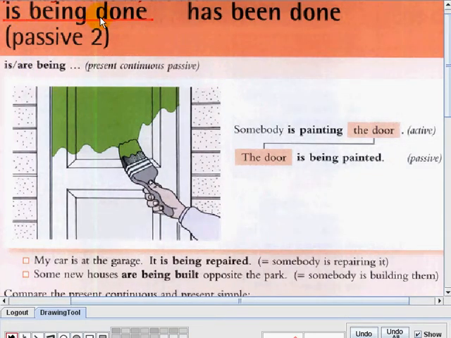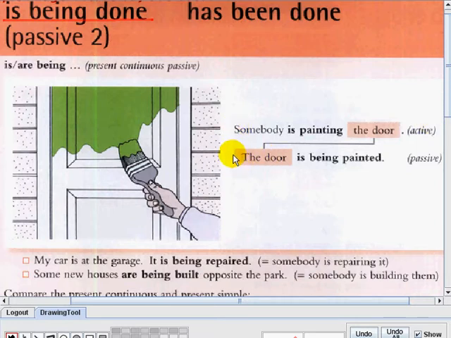Is being done is an important part of present continuous passive form of sentence. Alright? Okay? But not all the time we're going to use this in forming present continuous passive sentence. Now, we will divide this page into two topics, into two videos, and in our next video we're going to talk about present perfect passive. Okay? That will be in our next video. Now let's start reading all the examples here.